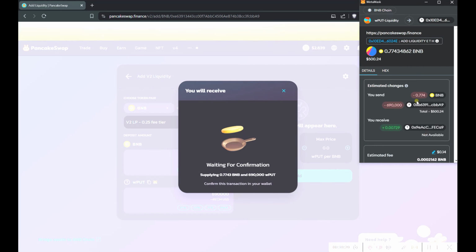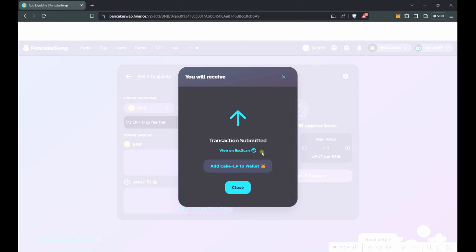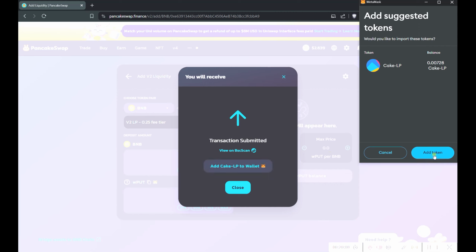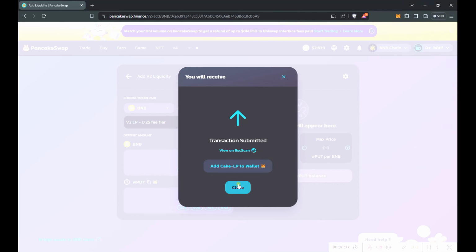And now there's a very important thing to do. Before you close this window, we need to add the Cake LP token, which represents our liquidity put in, to our MetaMask in order not to have to search it cumbersomely in the blockchain. So if you want to be sure you maintain your liquidity token, which represents your liquidity put in, in your MetaMask, please click on Add Cake LP to Wallet. We do it, and then we say Add Token. And then we can close this window.